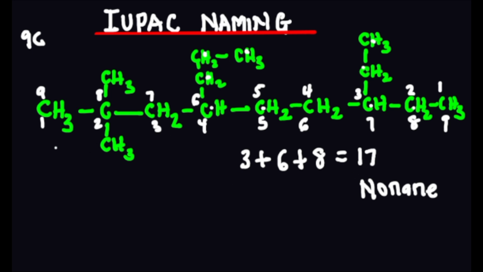Now counting backward, we have on position 2, plus on position, what again? 4, right? Then plus on position 7. Because if you count backward and follow this direction, on position 2 we have 2 methyl groups. Then on carbon number 4, which is this, we have a propyl group, which is this one that you're seeing here. Then on position number 7 here, we have another attachment, which is ethyl, as you can see, right?